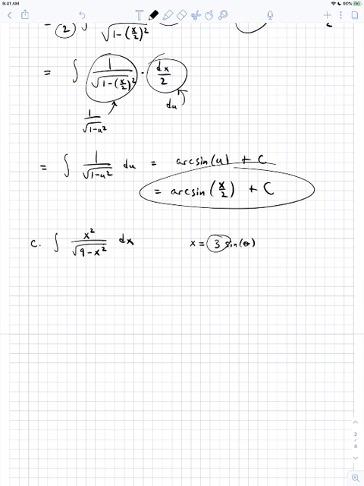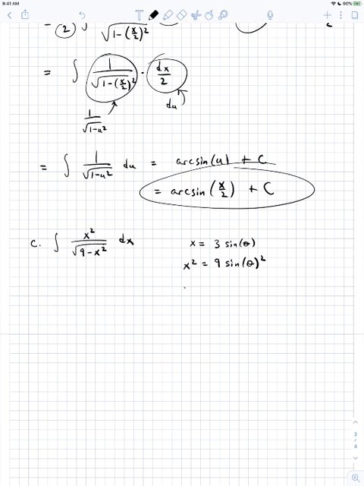I'm picking a 3 there because I've got a 9 there. When I square this, x squared equals 9 times sine of theta quantity squared. I need to have that 9 there to match up with that 9. So that's why there's a 3 in front of here. The 3 matches this 9 because I'm going to square it.